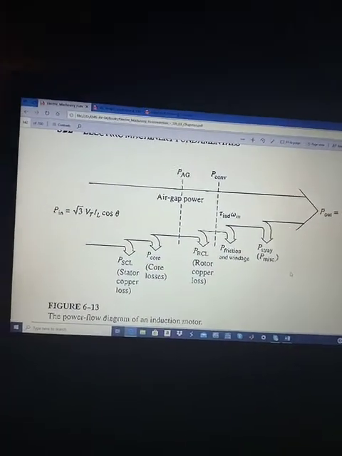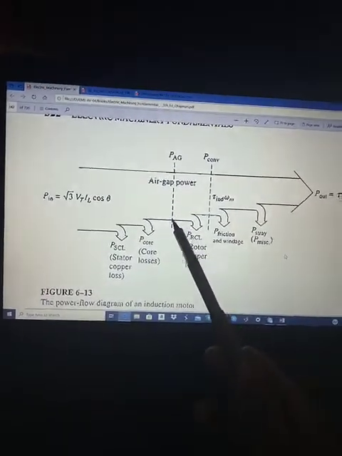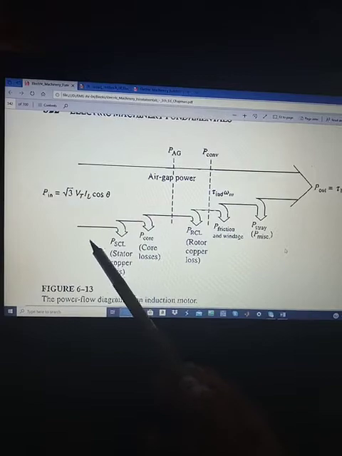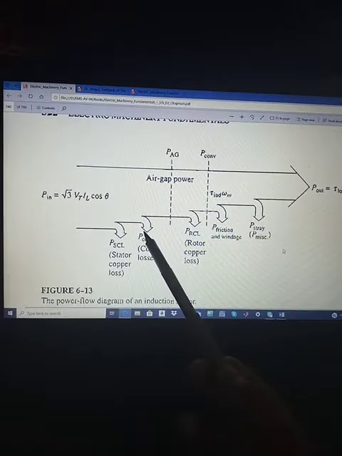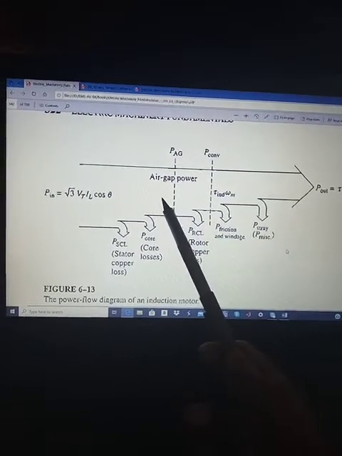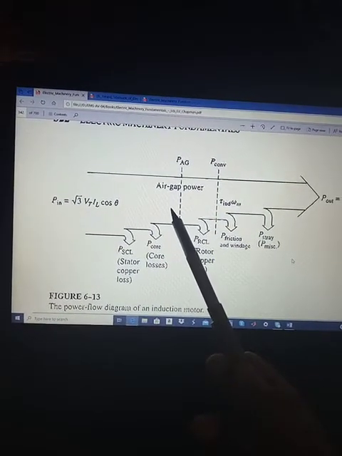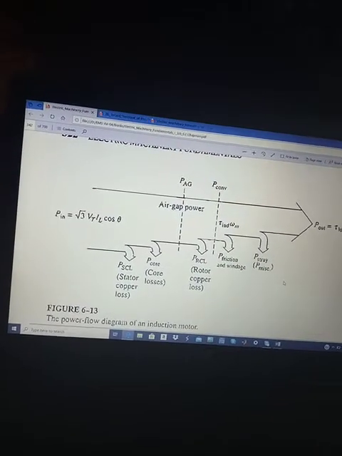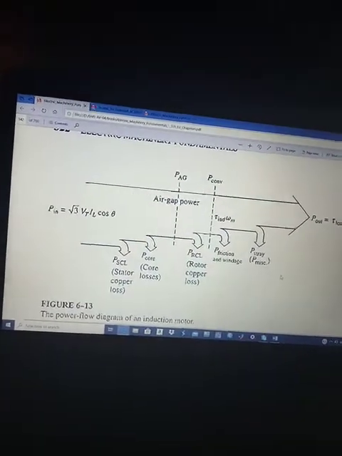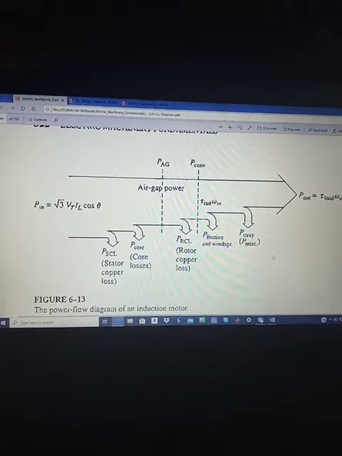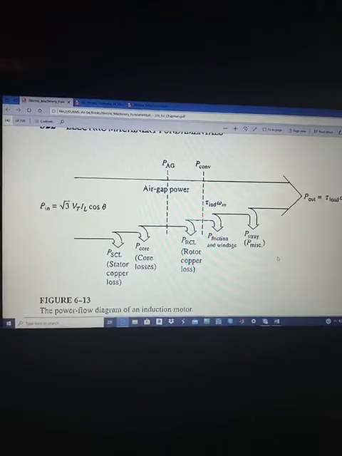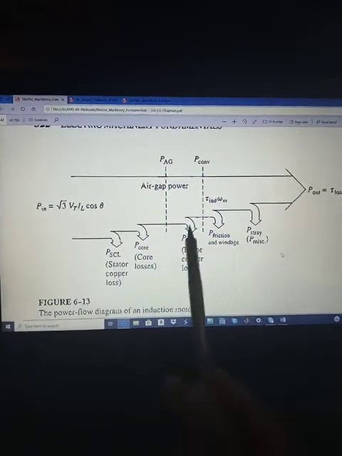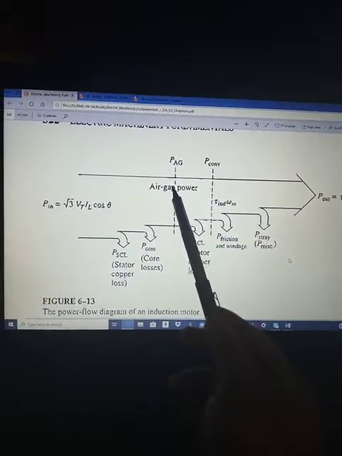Now the remaining power, the input power minus the stator copper losses minus the core losses, is transferred to the rotor of the machine across the air gap between the stator and the rotor. So this power is called the air gap power.